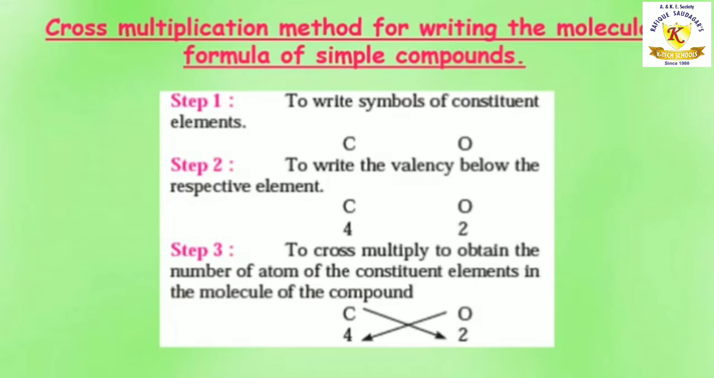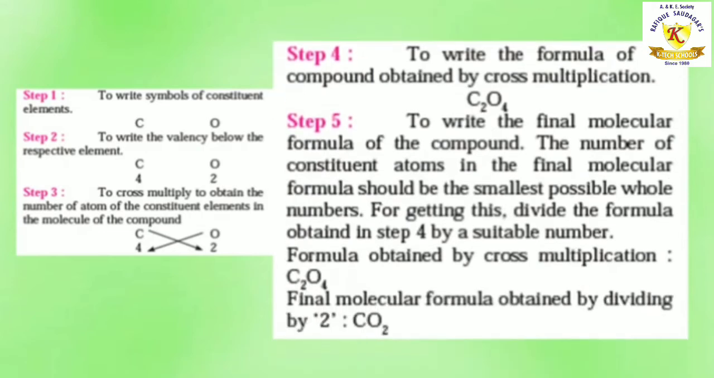So the next step 2 is to write the valency below the respective elements. C we are writing 4, O 2. Now after writing the valency, we need to cross multiply to obtain the number of atoms of the constituent elements in the molecule of the compound. So we have put an arrow sign for cross multiplication. So what we will get after this cross multiplication? See here, step number 4.